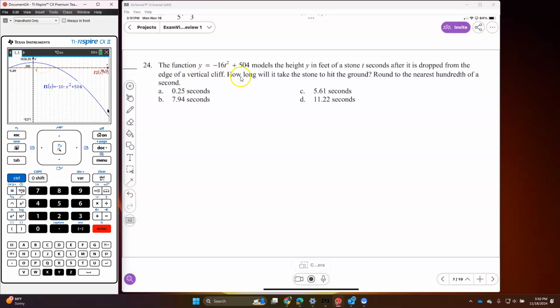So if we want to solve this equation, all we've got to find is the intersection when it's going to hit the ground and the parabola, right? So it's the intersection of the parabola and the horizontal equation, which is y equals 0. So it's going to take approximately 5.6 seconds for the stone to hit the ground. So the answer is C.